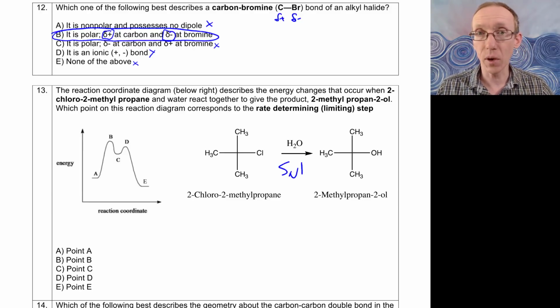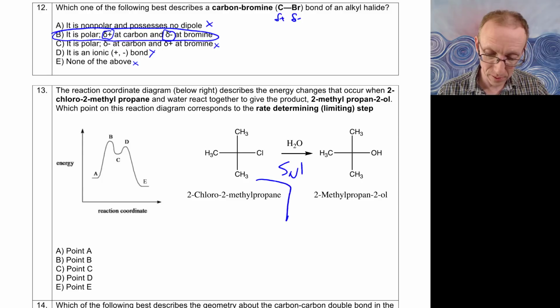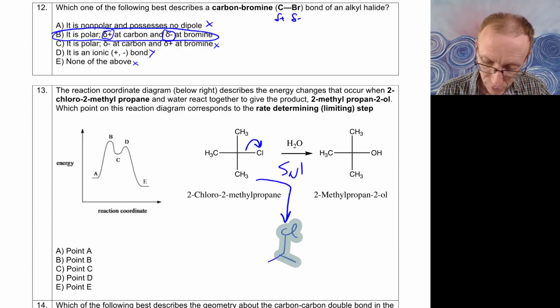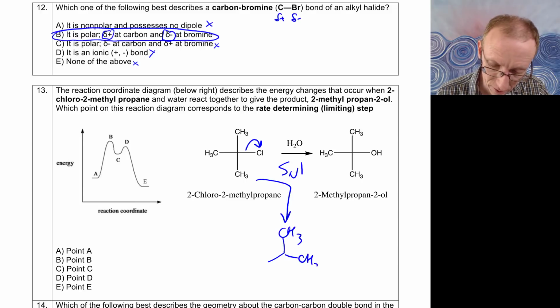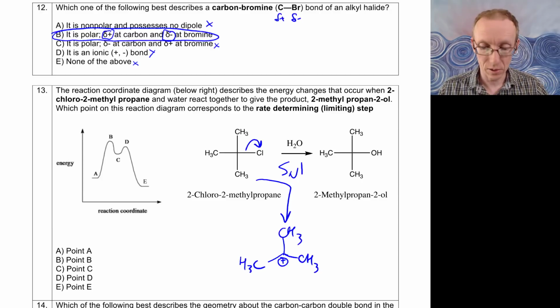And we said that an SN1 reaction has a rate determining step where a carbocation is formed. So the first thing that will happen is that we will lose the chloride by breaking that bond and generate, in this case, a very simple carbocation with 3 methyl groups attached to a central carbon that bears the positive charge. Okay, so that's going to be the rate determining or rate limiting step.